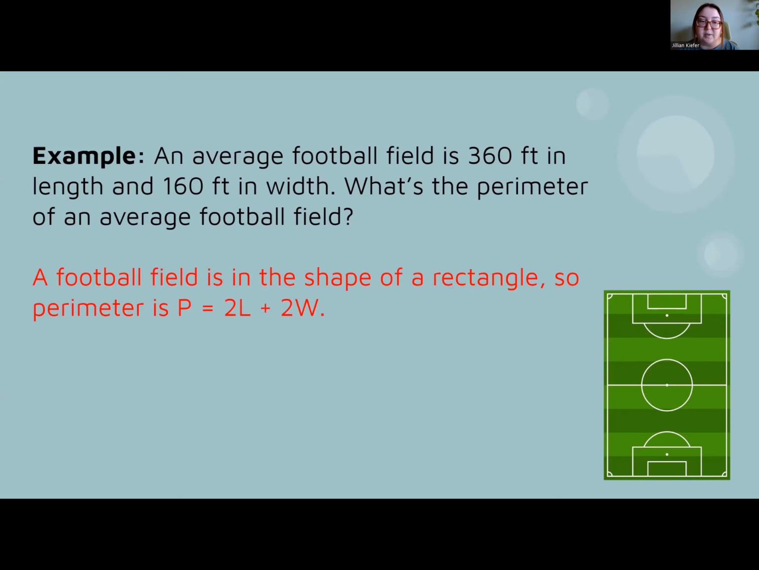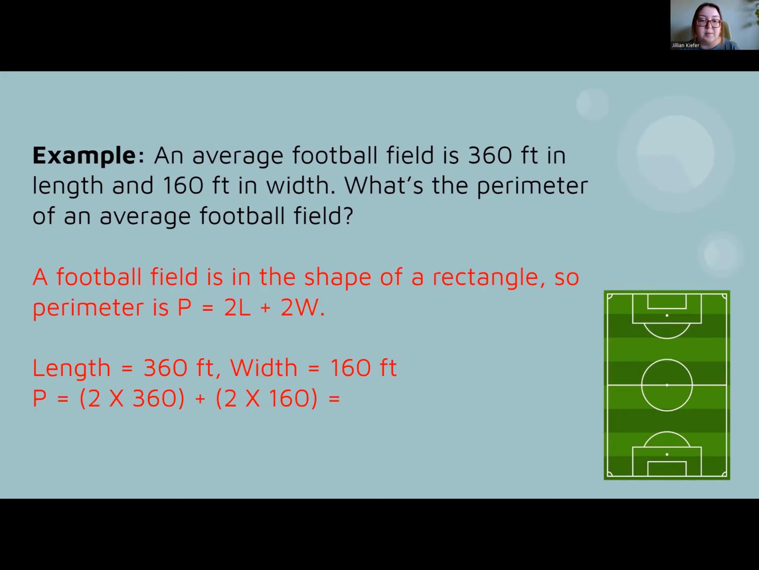So we know it's a rectangle. So our perimeter for our rectangle would be perimeter equals 2 times the length plus 2 times the width. We know what the length is and we know what the width is, so we can go ahead and plug those in. Length is 360, width is 160. So plugging those in, we get our perimeter would be 2 times 360 plus 2 times 160. That comes out to 720 plus 320, which is 1,040 feet. So the perimeter of our football field, or the average football field in this case, is 1,040 feet.